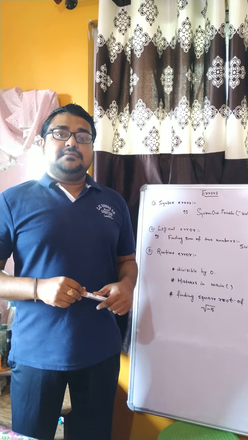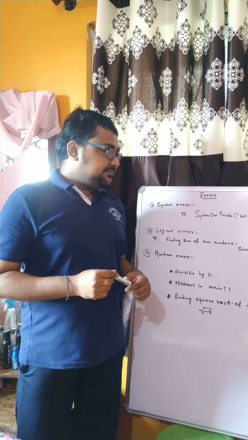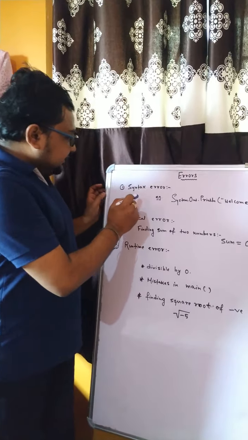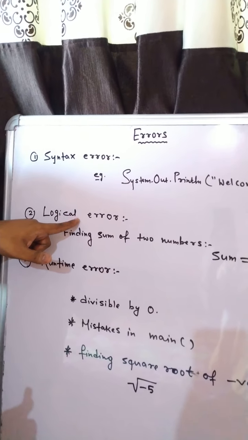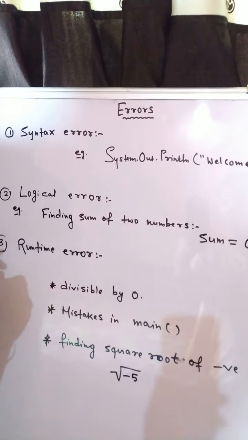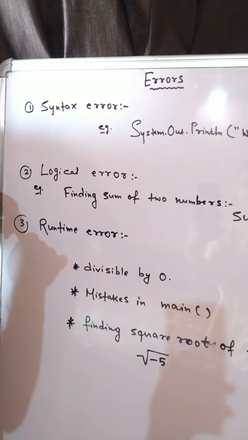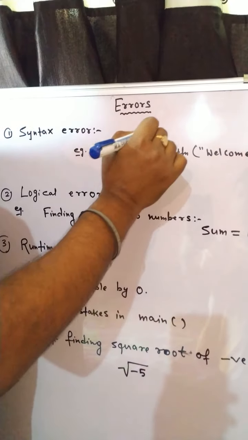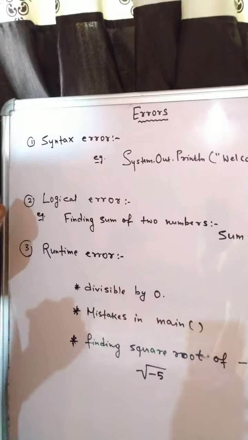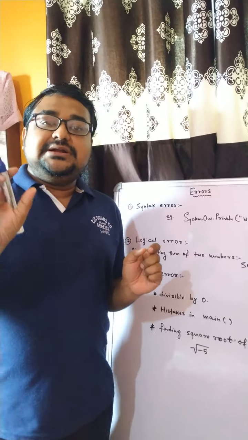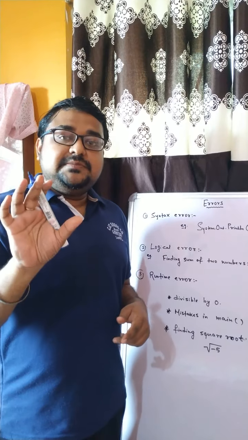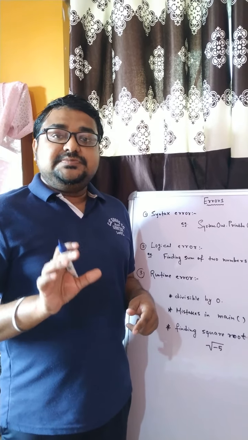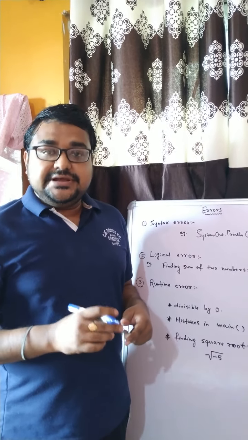Now let's see. You can see here, there are three types of errors. First is syntax error, second is logical error, and third is runtime error. Now I am going to discuss syntax error. In syntax error, the definition is what? The error which contains grammatical or spelling mistakes. If there are any grammatical or spelling mistakes, then that is called a syntax error.